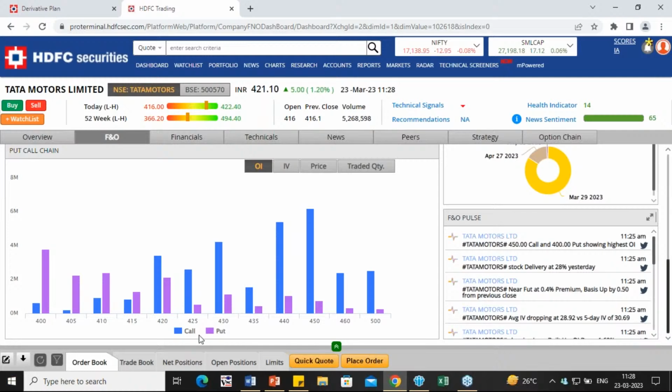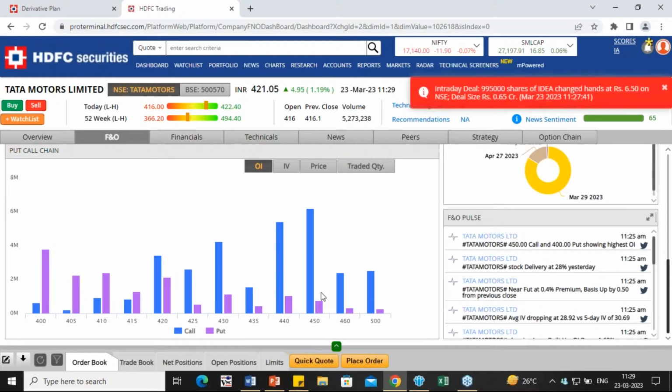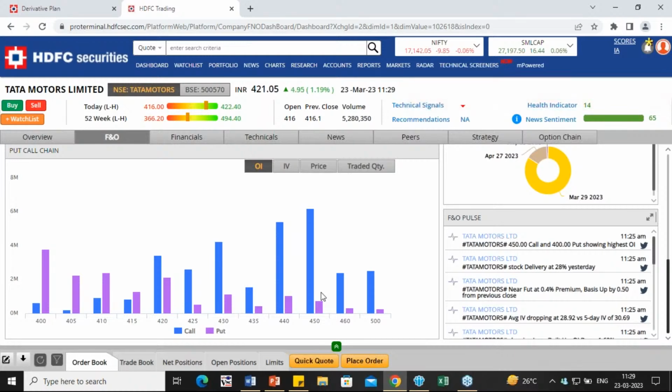Blue is classified as call, and purple is put. Here you will find that the 450 strike price has the maximum open interest. As you know, in whichever strike price the open interest is high, we take a position there and we can easily get 3 to 4% profit. I know the margin will be a little bit high, but there are fewer chances of loss at that particular time.